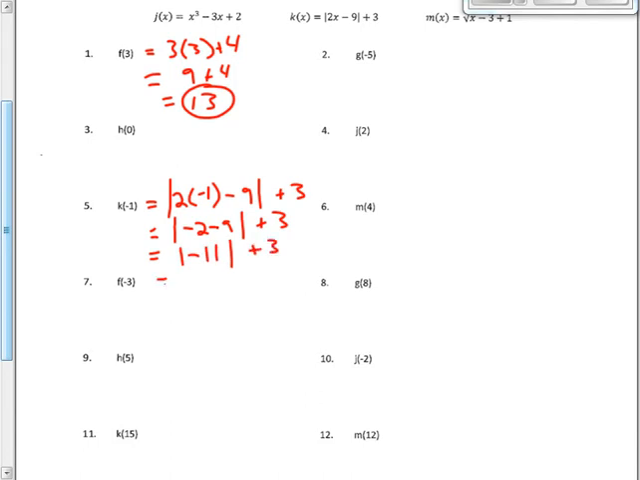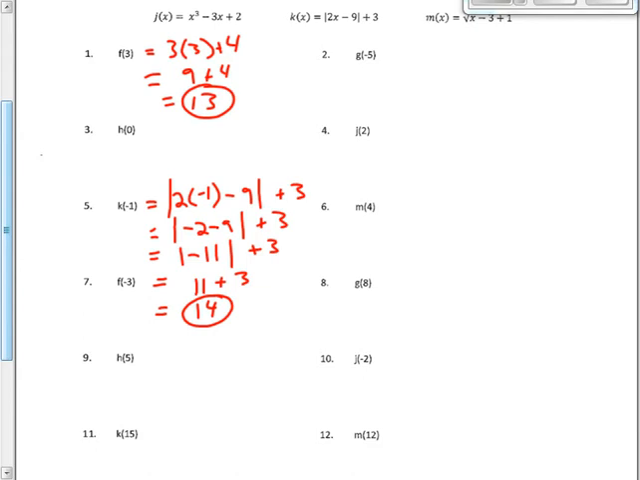plus 3. Don't lose the absolute value. It has to go along with this. So the absolute value of -11 is positive 11. Absolute value means how far away from 0. So I want to know how far away from 0 is -11. Well, if I were to count on a number line, it's 11 spaces away. Okay, so I've got 11, and then I've still got the plus 3. 11 plus 3 gives me 14. Okay, so that's one with the k function.